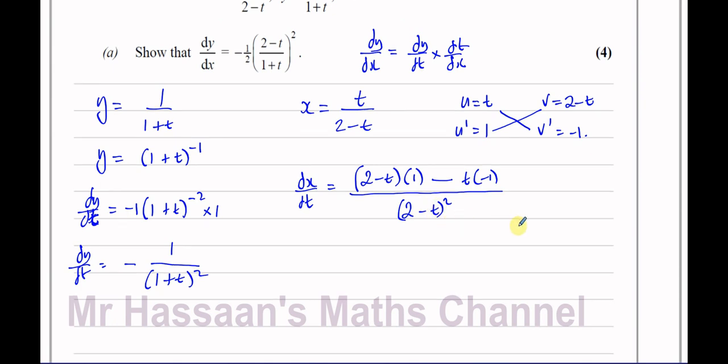Now simplifying that will give us dx dt. So here you'll have 2 minus t plus t over, and leave this in its bracket. We don't need to expand it. The t's cancel out, so you can say that dx dt therefore is going to be 2 over 2 minus t all squared. All right, so that's dx dt.